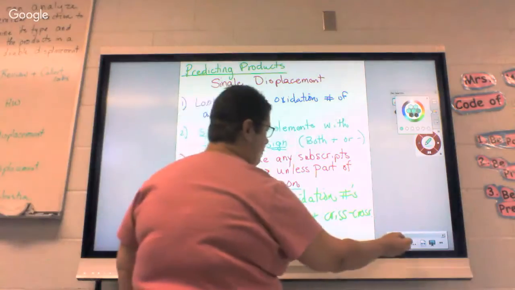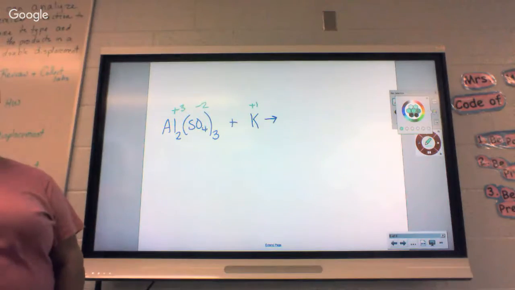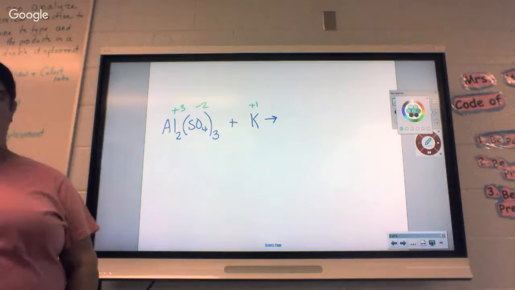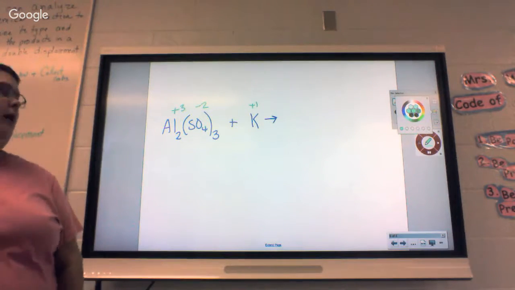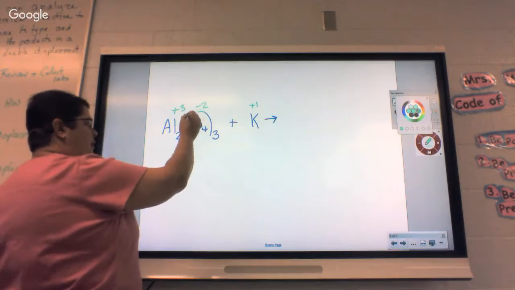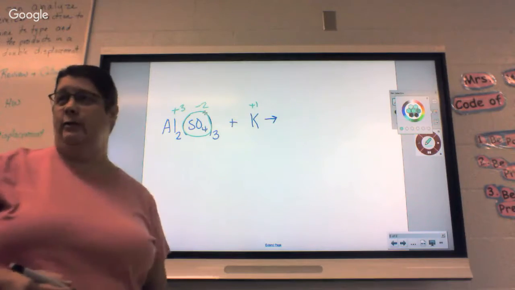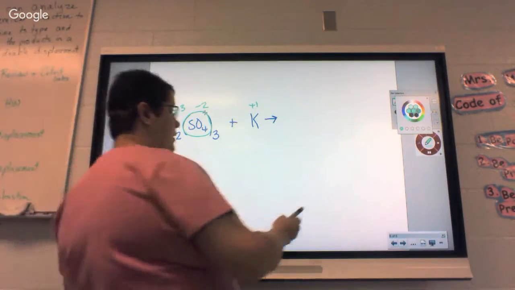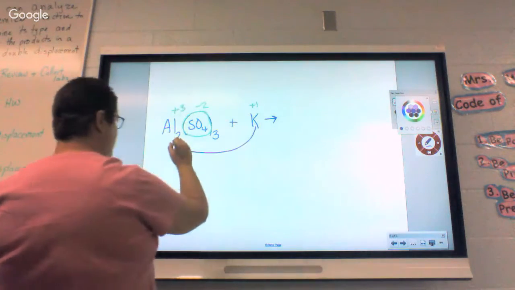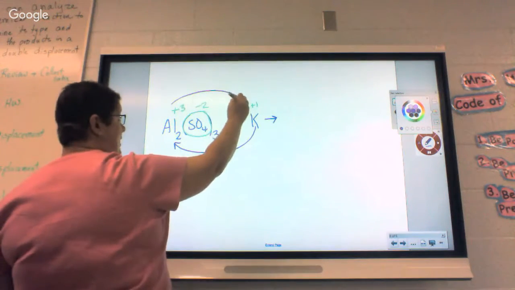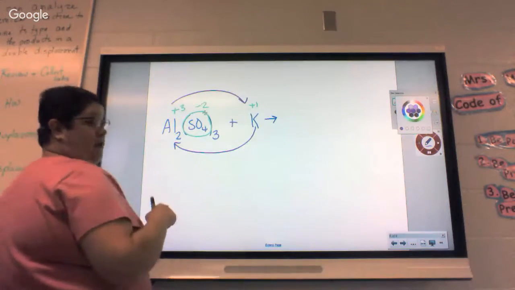All right, so go back to my equation. Who is part of the polyatomic ion? The 4, the SO4. So whatever's in these parentheses gets to go across the arrow. So, who's switching? The K and the aluminum. The two positives are switching. So K is going over there and Al is going over there.